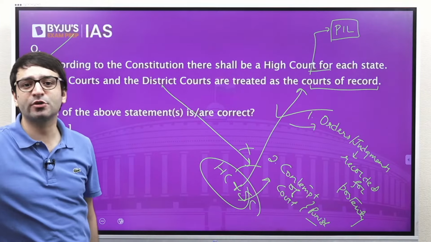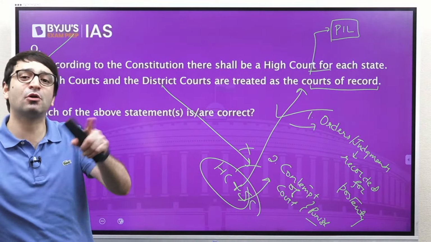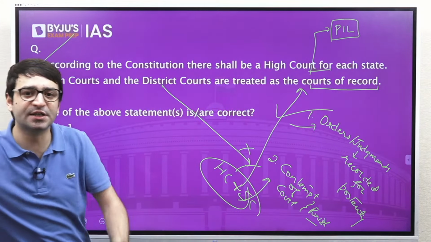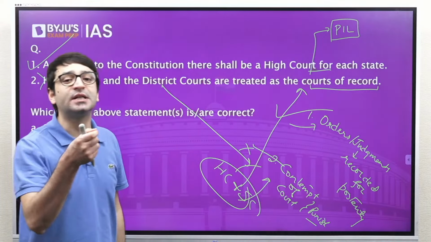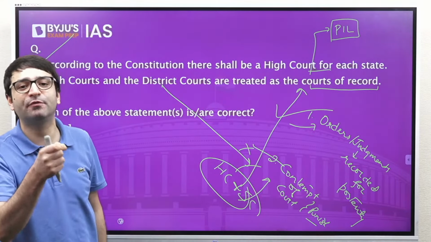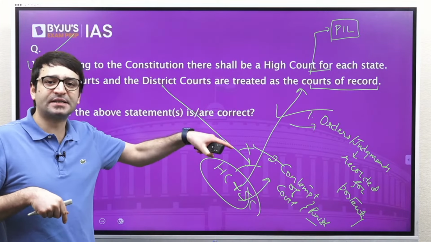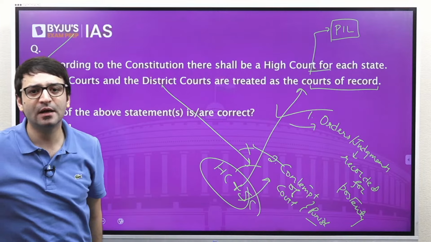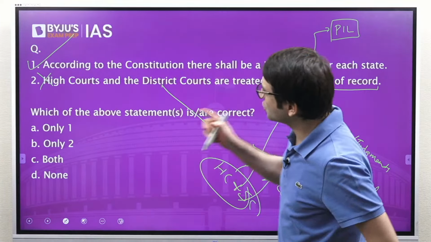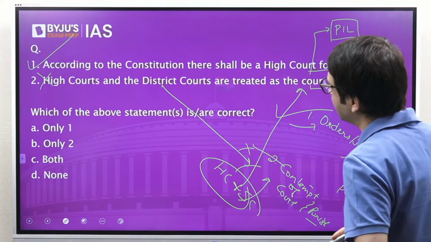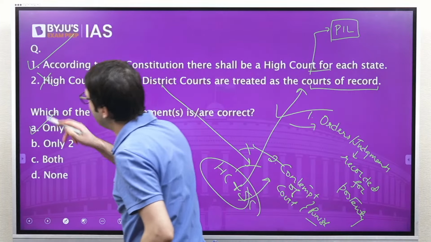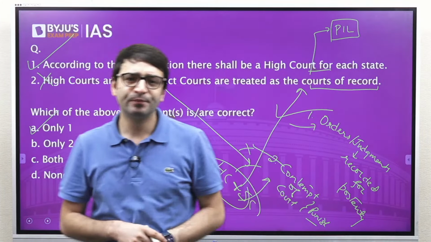Cannot be filed in the district court, because the district court is not a court of record, because it does not satisfy criteria 2, because it does not have the power to punish people for contempt. But on behalf of the district court, the High Court of that state can punish you for committing contempt of that court. So statement 2 is incorrect. Which of the above statements is or are correct? A, only one is the right answer.